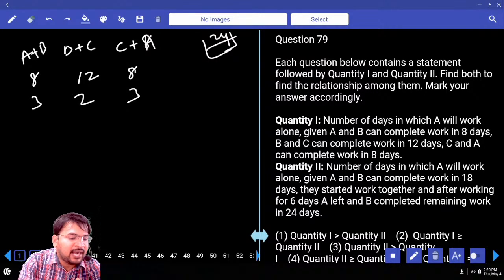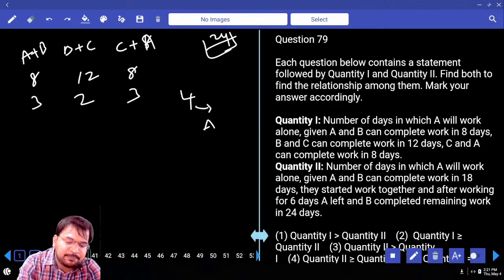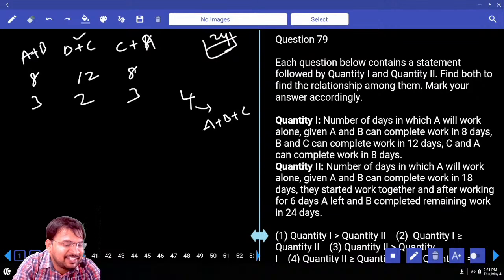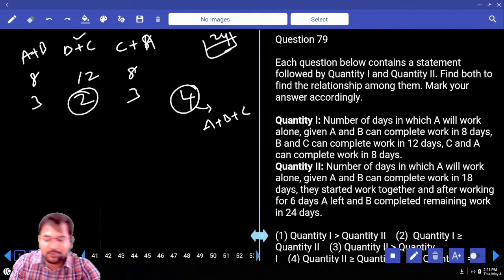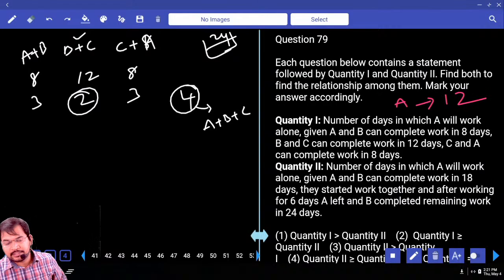Yes or not? If you add all, 8, na, but 2 times of A plus B plus C is 8, na. If you add all, you will get 2 times of A plus B plus C, na. Then 1 time of A plus B plus C is, we need which person? A. This 4 parts is what? A plus B plus C, na. A plus B plus C is 4 parts. We need A and we need to subtract BC, na. If you subtract 2 from 4, 2. Therefore A's 1 day work is 2. Then total 24, it will take 12 days. So quantity 1 is 12.